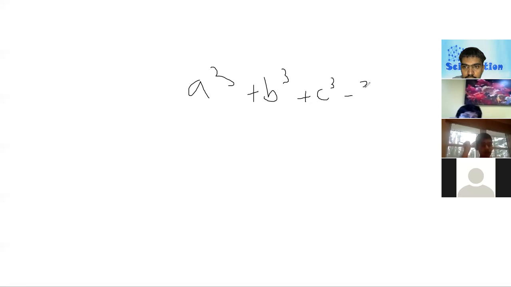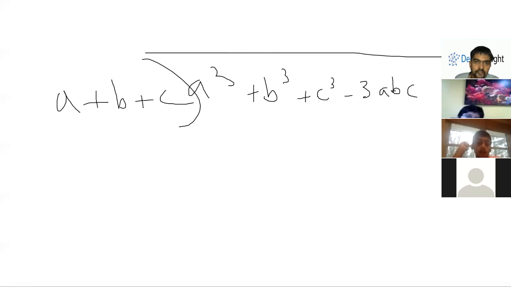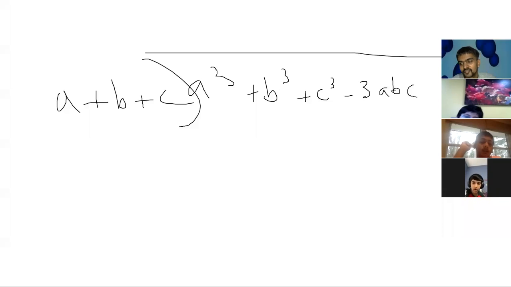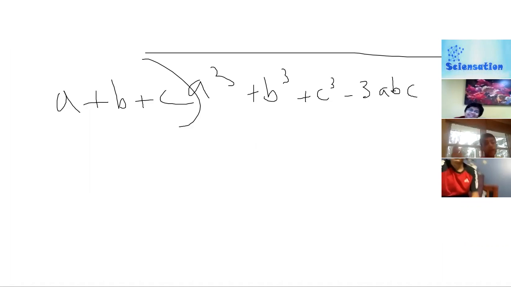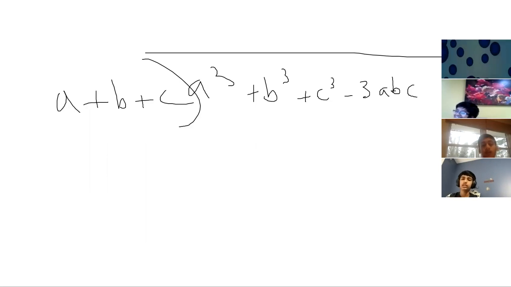A cubed plus b cubed plus c cubed. This is going to be crazy, okay? Isn't this like the identity? This is the other identity. Wait, I mean, it would be, but, you know, wait. I might know the answer. Wait, hold on. This is going to be interesting. This is going to be ugly.